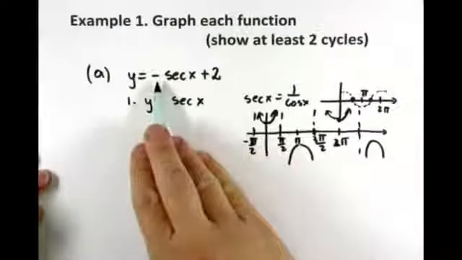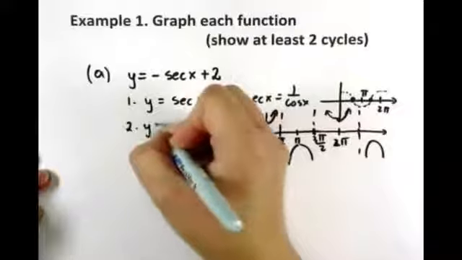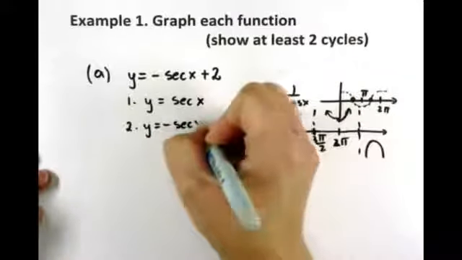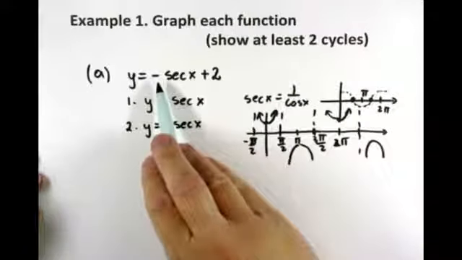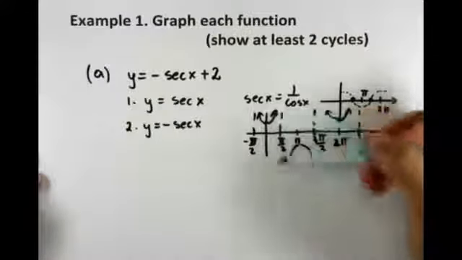And then we have the minus. Number 2, y is equal to minus secant x. That minus is outside, so I will use the reflection by the x-axis.